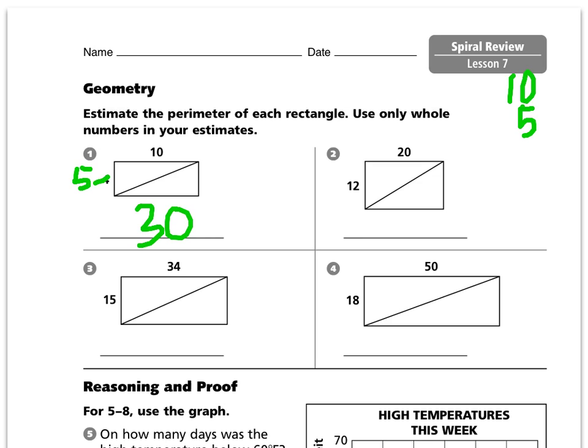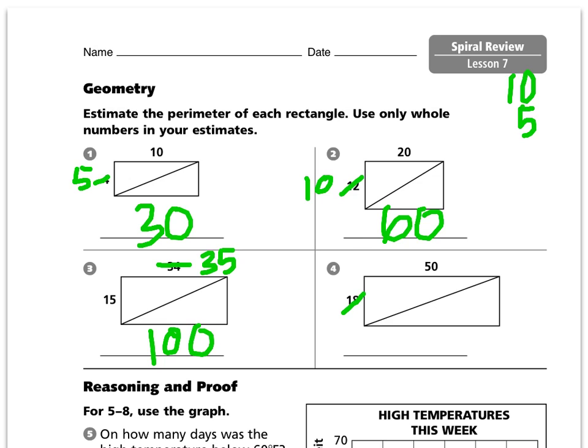Again, you're going to change and estimate. 12 is closest to 10, not to 15. So I have 2 10s plus 2 20s. 2 20s are 40 plus 2 more 10s would be 60. You're going to change 34 to 35. And I know that 35 plus 35 is 70. And then I also have another 30 with the 2 15s to be 100.